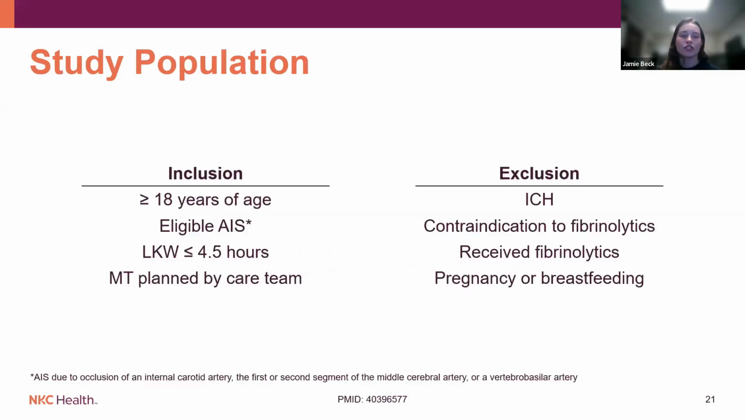They included adult patients over the age of 18 with an acute ischemic stroke due to an internal carotid artery occlusion, a first or second segment middle cerebral artery occlusion, or a vertebrobasilar artery occlusion.